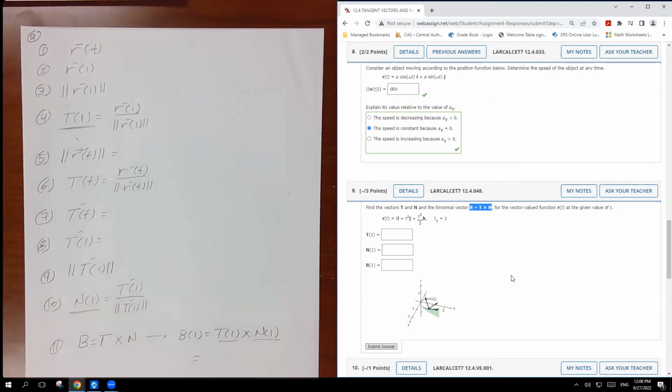So I'm just going to give you the steps. Do it step by step, because you have to practice on this one.